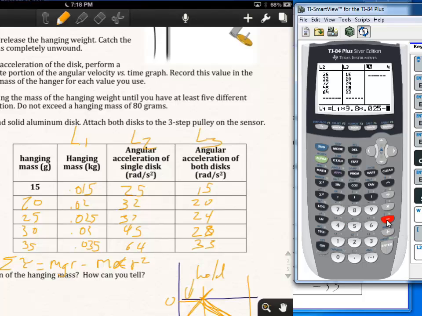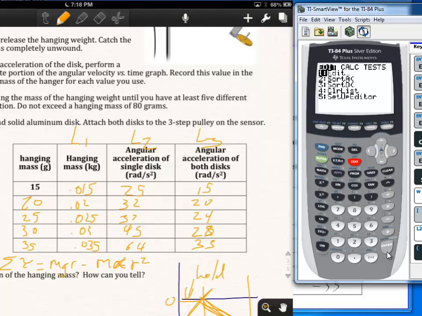Now I need to subtract off that second part, m alpha r squared. I'm going to put this in parentheses so it doesn't get confused. M is again given to me in L1. Stat, edit, not stat, sorry, second list, which is above the stat button. L1 is the mass, so I want L1.